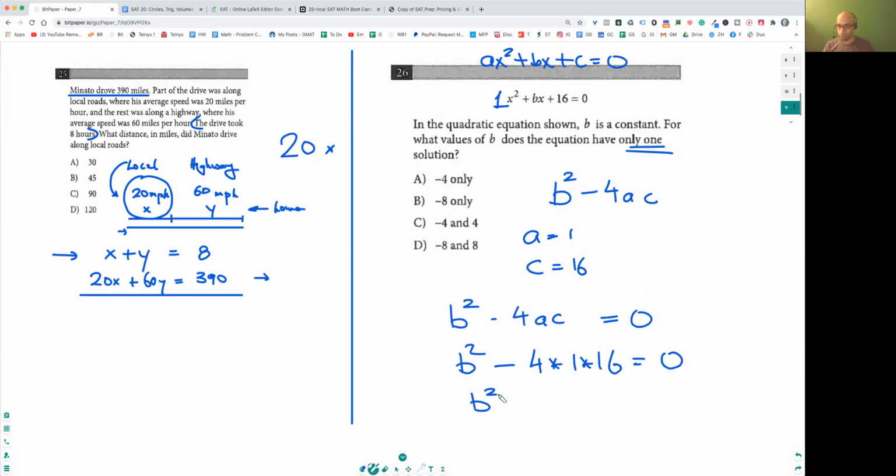b squared minus 4 times 16 is 64, right? 4 times 16 is 64, guys. So b squared is 64. Be careful, okay? b squared is 64, and so b is equal to plus 8 or minus 8. Both of them work because both of them squared is 64. Remember, these are already harder problems, guys.